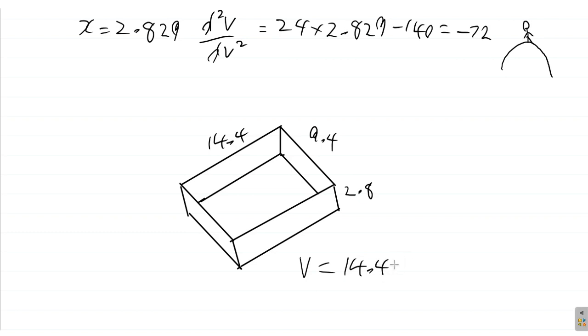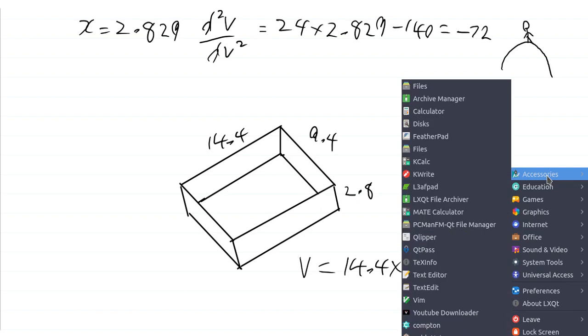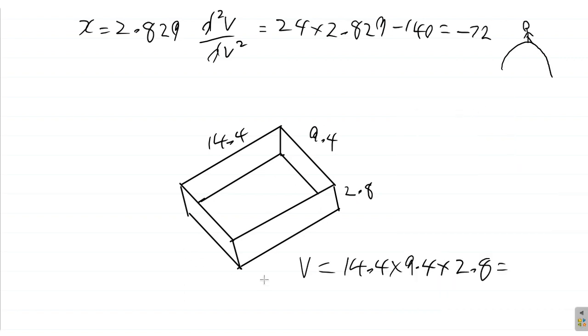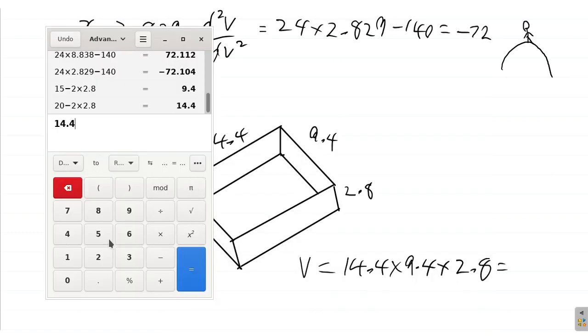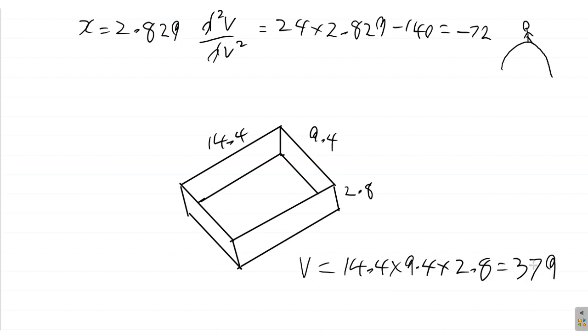That's the length times the width, 9.4, times the height, 2.8. So 14.4 times 9.4 times 2.8 equals 379. 379 would be the maximum volume, right? So you have 379 there.